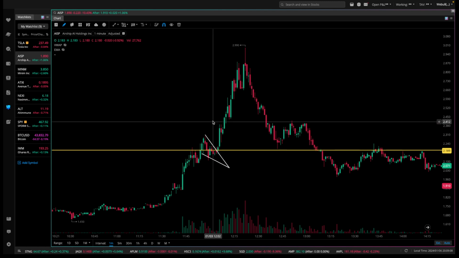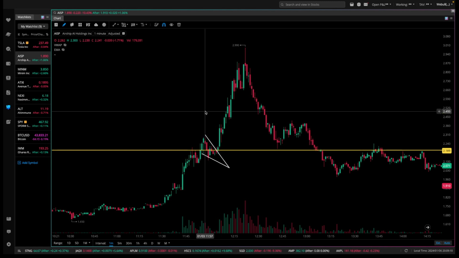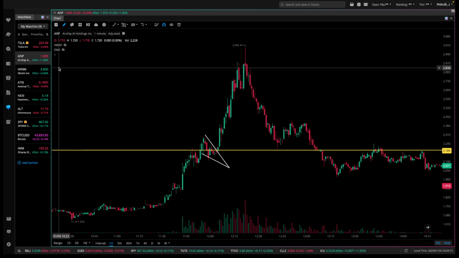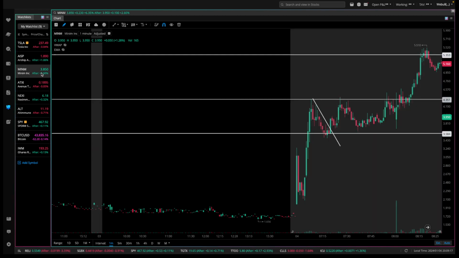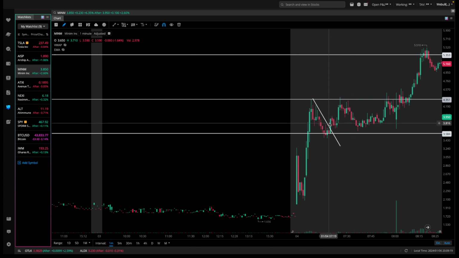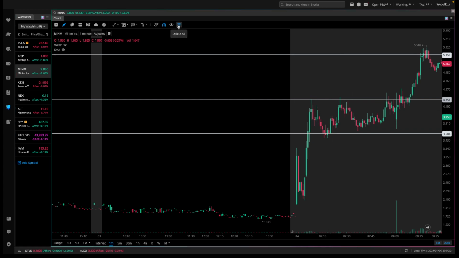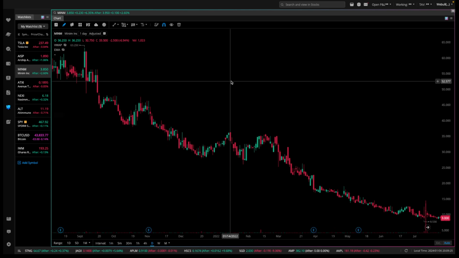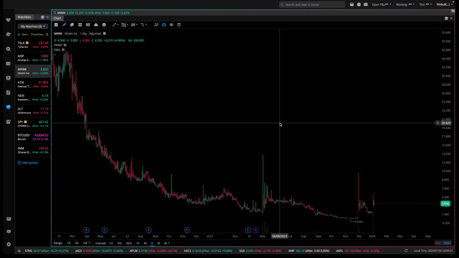Of course, there are many other ways. I'll explain more in different videos, but yeah, this is just one example of how I use the daily time frame. So let's just move on to another stock, MINM. I traded this as well. This had quite a bit of resistance on daily, but how did I trade this stock? Let's start off with the daily chart. What am I seeing? Let me just zoom out a bit more.